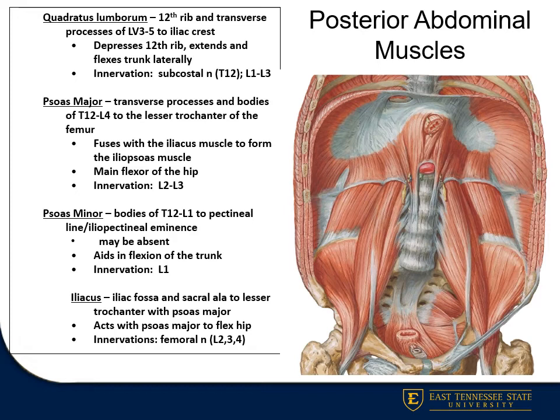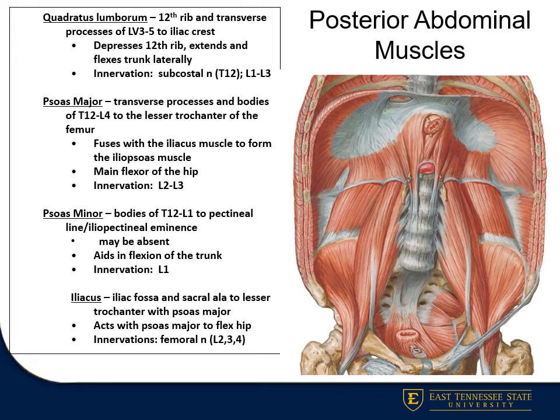And then you can also notice the psoas major, which we'll hear more about when we get into the pelvis. This extends from the transverse processes and bodies of T12 to L4 to the lesser trochanter of the femur. It will fuse with the iliacus muscle to form the iliopsoas, and this is the major flexor of the hip and is innervated by L2, L3.